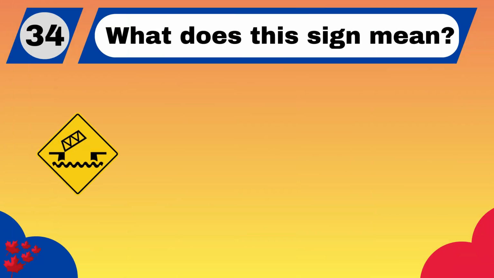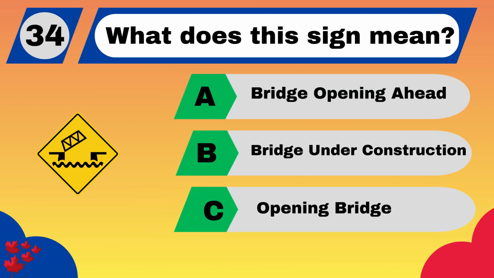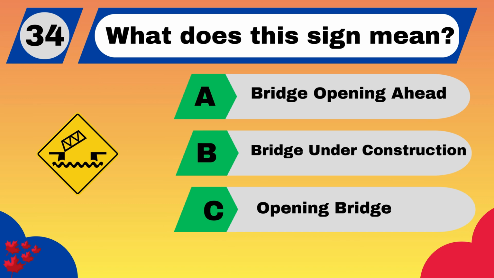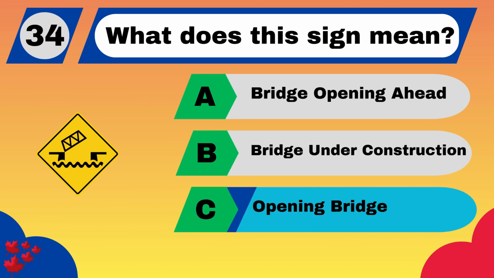Question 34. What does this road sign indicate? A. Bridge opening ahead. B. Bridge under construction. C. Opening bridge. That's the one. C. This sign warns drivers about an opening bridge.